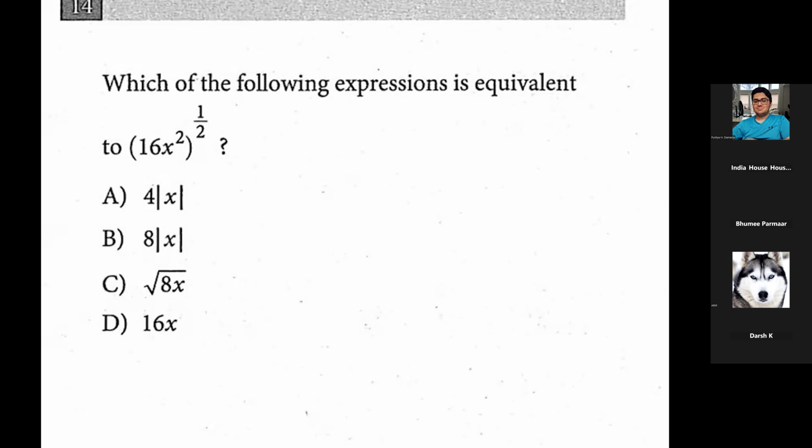Okay, so for question 14, which of the following is equivalent to 16 x squared to the 1 half? Well, this is pretty easy. You can just drag this over. So that gets us 16 to the 1 half, and you get x to the 2 over 2, which, well, 1 half just means square root. So we just get 4x. And the correct answer is A.